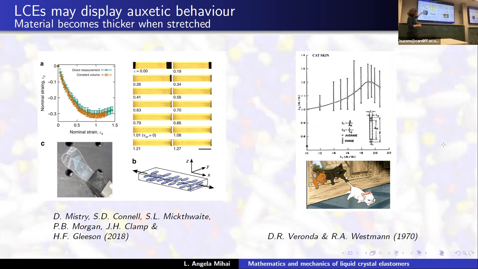So it's perfectly ordered to begin with. What happens again is that the thickness of the material tends to increase a little bit. This was compared in some articles with cat skin, and indeed I've found this paper on cat skin, which is the only skin type that has this auxeticity property. If you stretch it for a while, the thickness of cat skin tends to increase. So it's something to think about, but it's something that only in cat skin has been noticed.